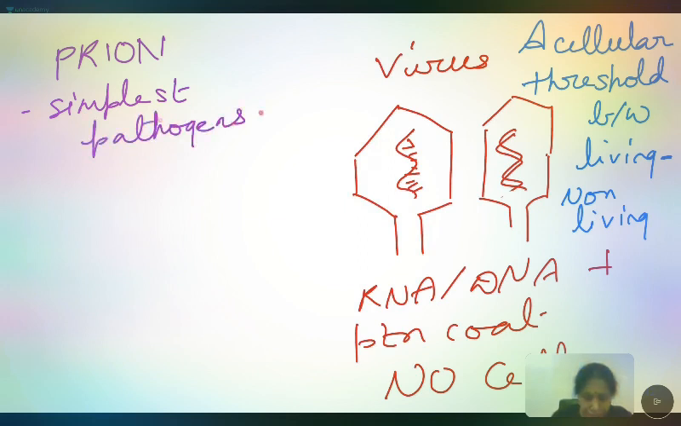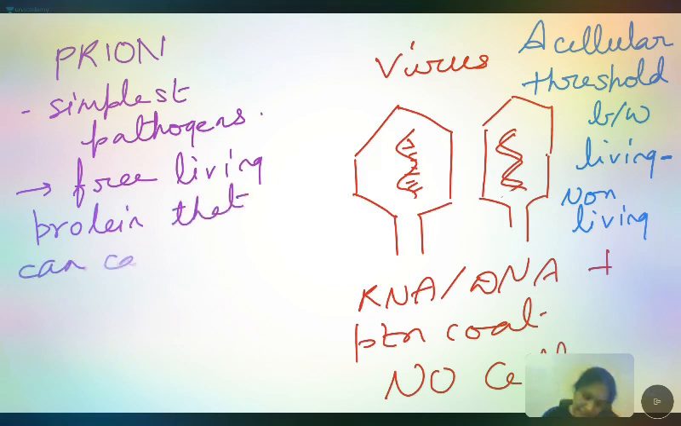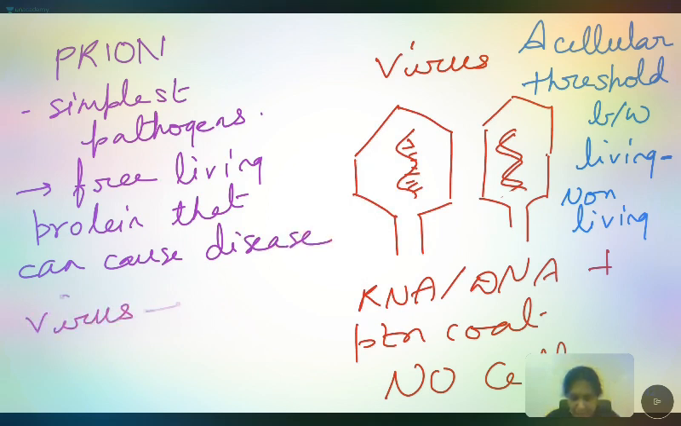Even simpler than a virus. Just a free living protein that can cause disease. Is it clear? Just a free living protein. It means we can say virus minus DNA or RNA is prion. In the virus you have protein plus nucleic acid. In the prion you don't have nucleic acid, only protein. Is it clear for all of you? Just a free living protein that can cause disease.